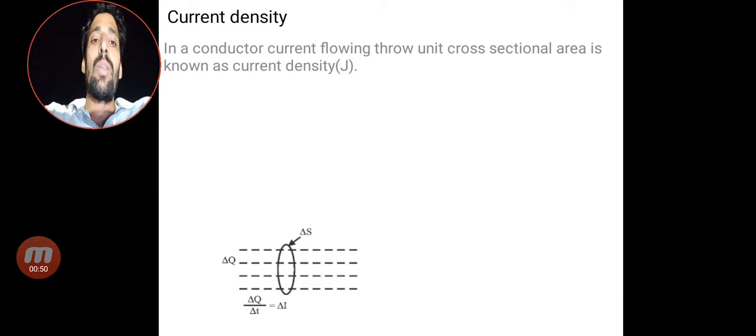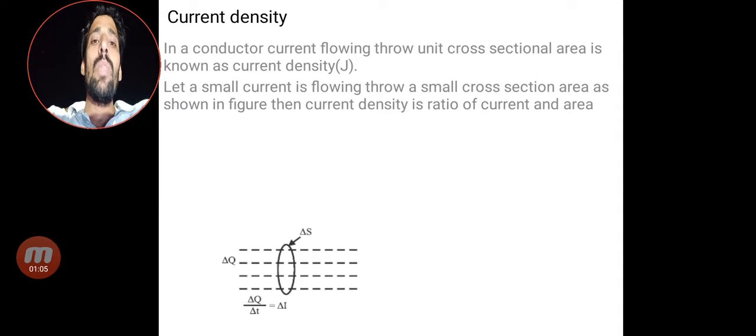Let's take a conductor, represented by a dot. Current del I is flowing through a cross-sectional area del S. Since del I current is flowing through area del S, the current flowing through unit area will be del I upon del S. If the current and cross-sectional area are very small, then J equals the limit as del S tends to 0, which is represented by the derivative of current with respect to area.